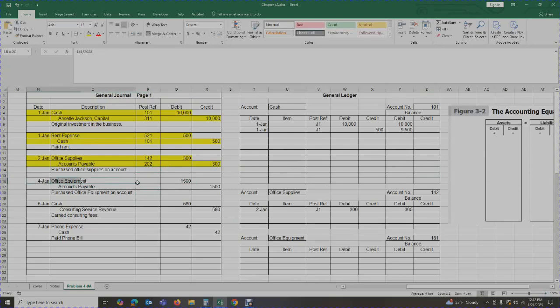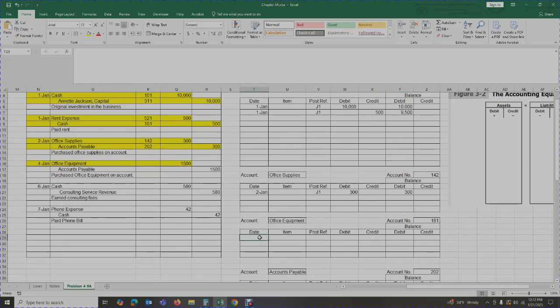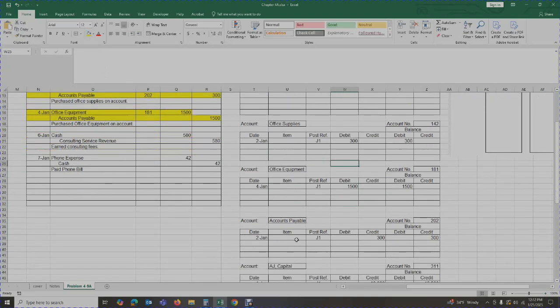Next we have office equipment for $1,500. Okay, so we've got office equipment. This is dated 1/4, journal 1, and I've got a debit of $1,500. So that means my ending balance is $1,500. This is account number 181. I'm going to go back and put it on my journal. Okay. Next I have accounts payable. I've got a credit of $1,500. Okay. So accounts payable happening on January the 4th, journal 1, I have a credit of $1,500.